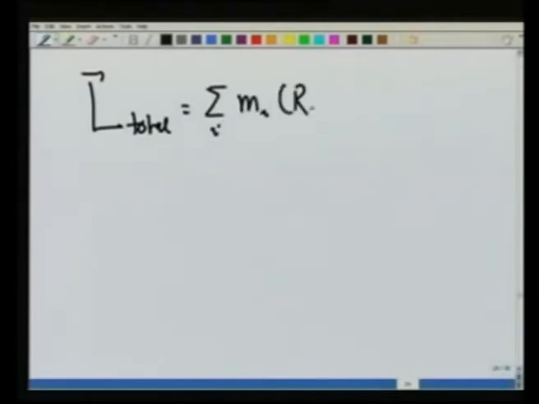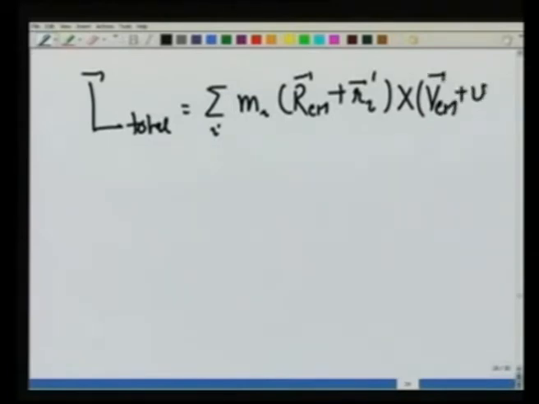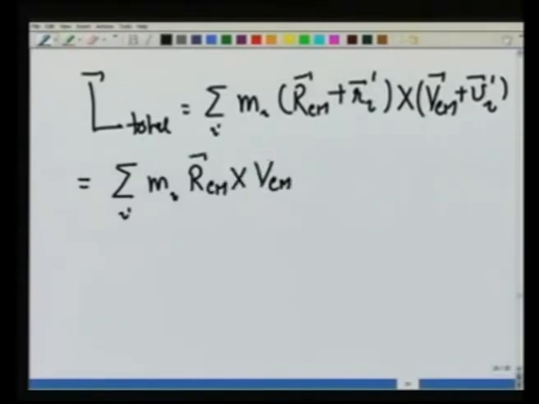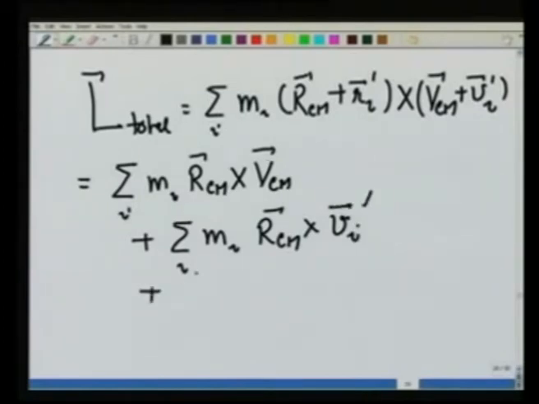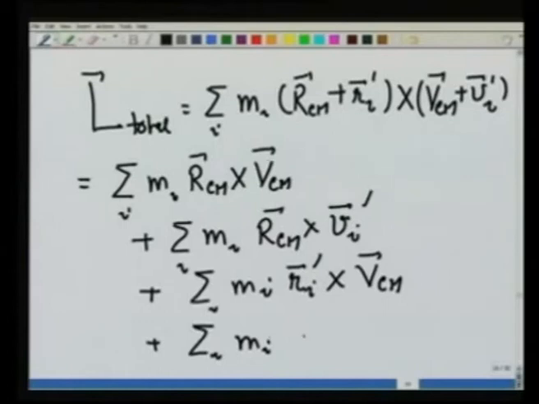So, what we get is, given a distribution of particles, L total is equal to summation i m_i (r_CM plus r_i prime) cross (V_CM plus V_i prime), which I can open up and write as summation i m_i r_CM cross V_CM plus summation i m_i r_CM cross V_i prime plus summation i m_i r_i prime cross V_CM plus summation i m_i r_i prime cross V_i prime.